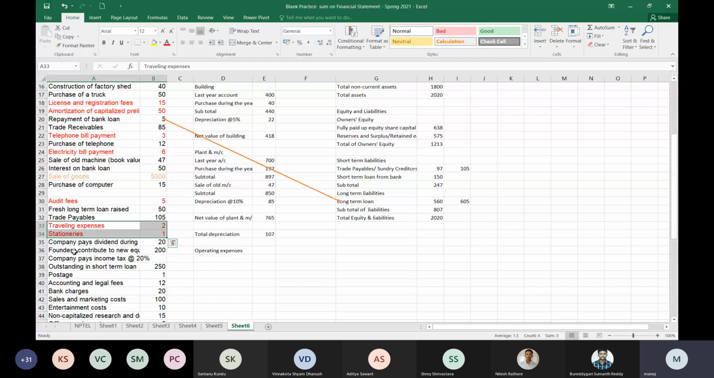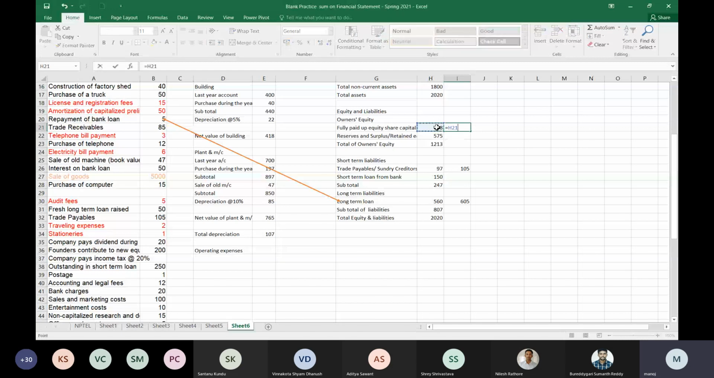So forget about that. Founders contribute to new equity that will come both in balance sheet as well as cash flow. So let us do that balance sheet thing. Where is the capital? Owner's equity. Fully paid up equity capital is 638. So this year capital will be previous year's capital plus whatever has been brought in. This has been brought in. So this becomes the new equity capital. Another cell is done. While doing that, you can actually put it in a different color so that identifying becomes easy.